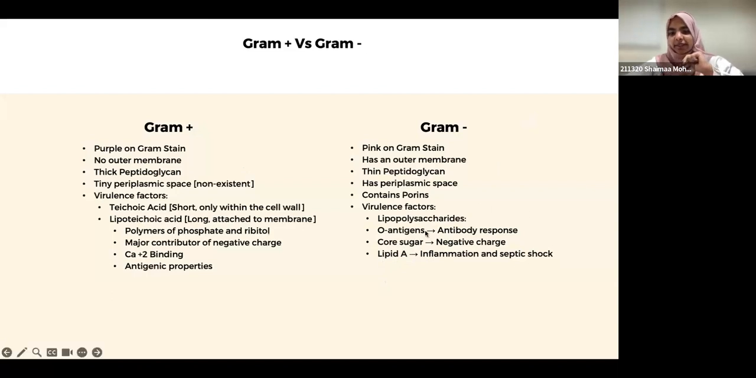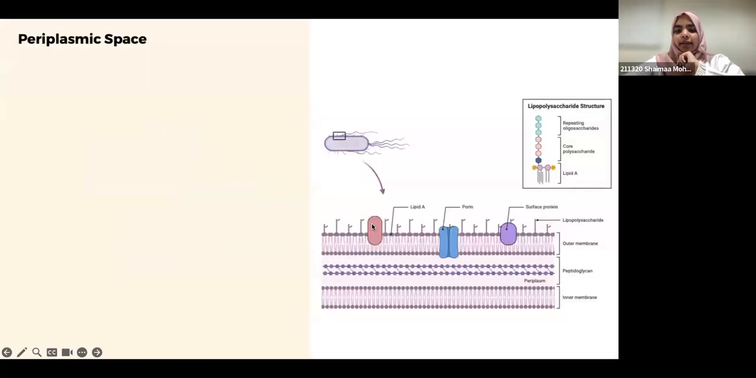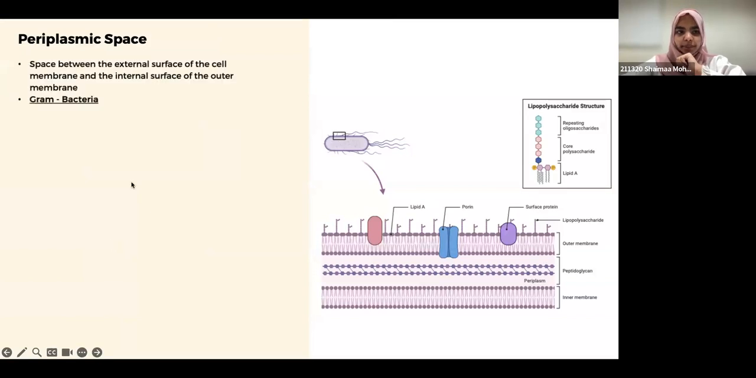So lipid A is the bad component of the gram-negative bacteria, okay? So let's look at the periplasmic space, and then we'll go back to the other organs. We're going to look at each one of them separately. The periplasmic space is the space between the external surface of the cell membrane and the internal surface of the outer membrane, okay? And we said it's mainly present in gram-negative bacteria, okay?